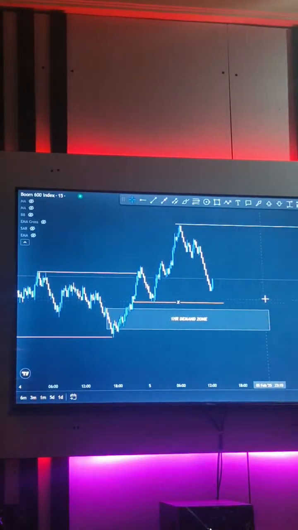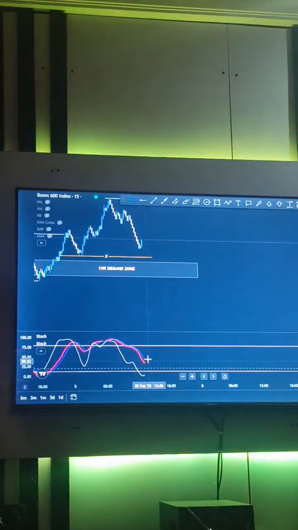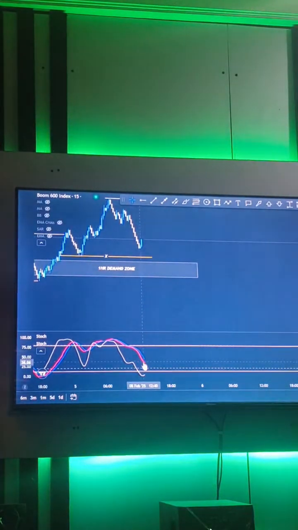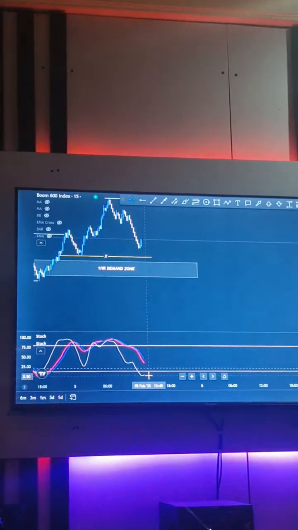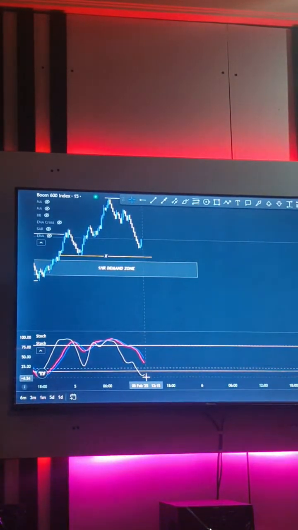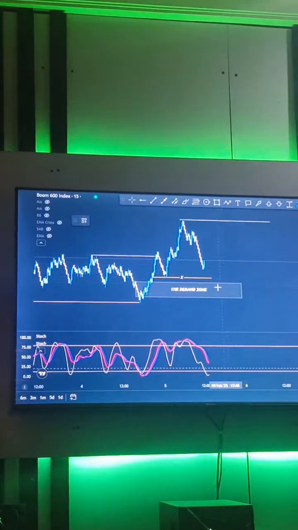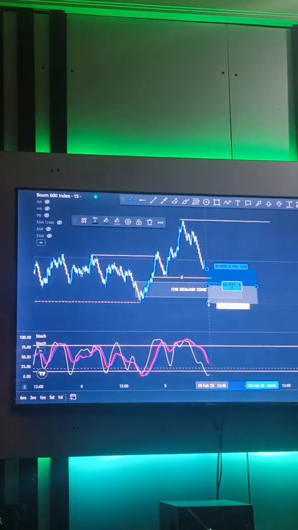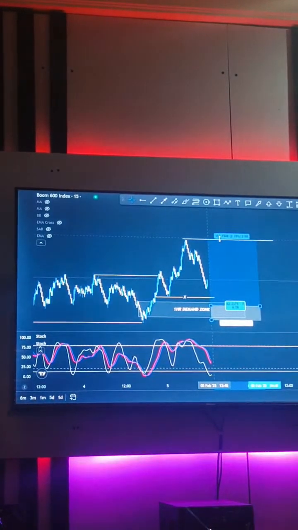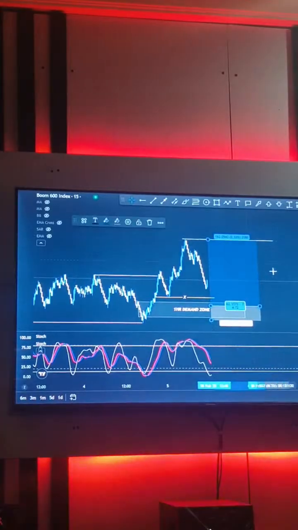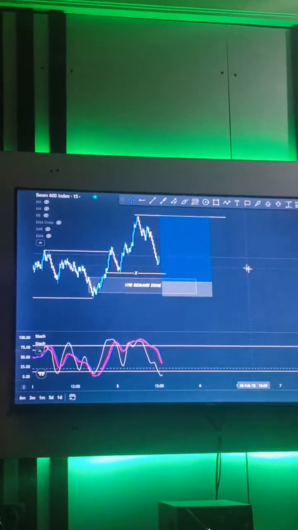Before I enter the market, I have to wait till my 15 minutes stochastic, this red and blue, gets to the oversold section. Once it gets to this oversold section, I wait for this black to cross over and I enter my trade. So I think I'm going to be entering my trade from here, something around here, on Boom 600, like that. This is my entry.